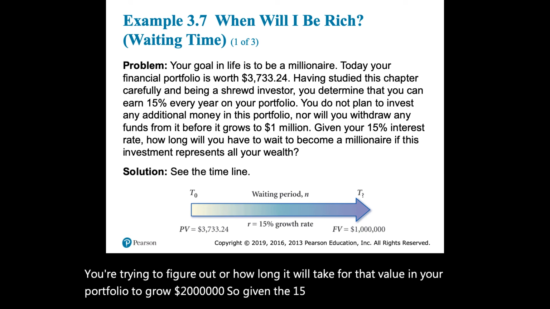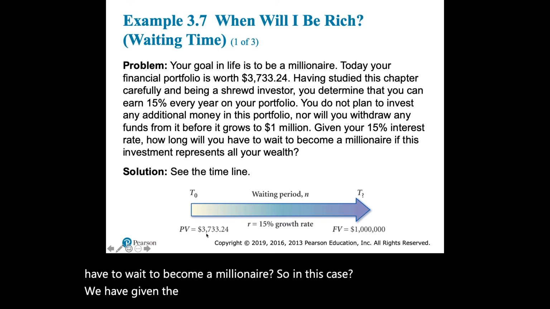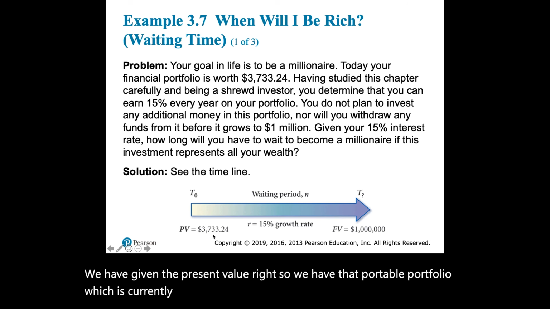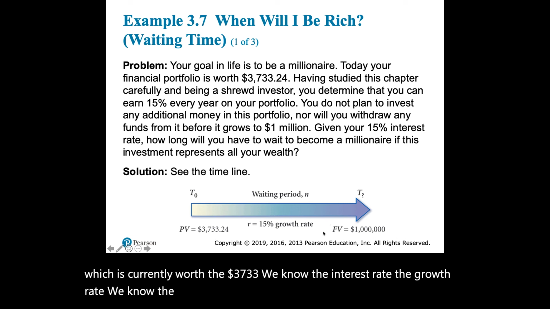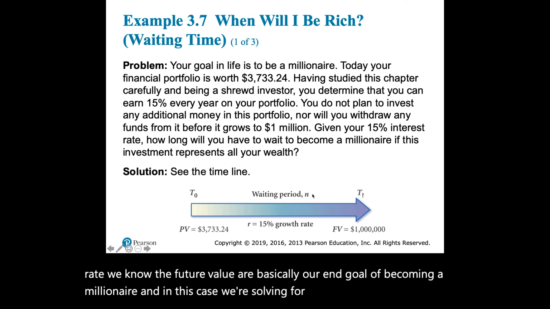So in this case, we are given the present value, right? So we have that portfolio, which is currently worth $3,733. We know the interest rate, the growth rate. We know the future value, or basically our end goal of becoming a millionaire. And in this case, we're solving for n, which is considered the waiting period or number of periods.